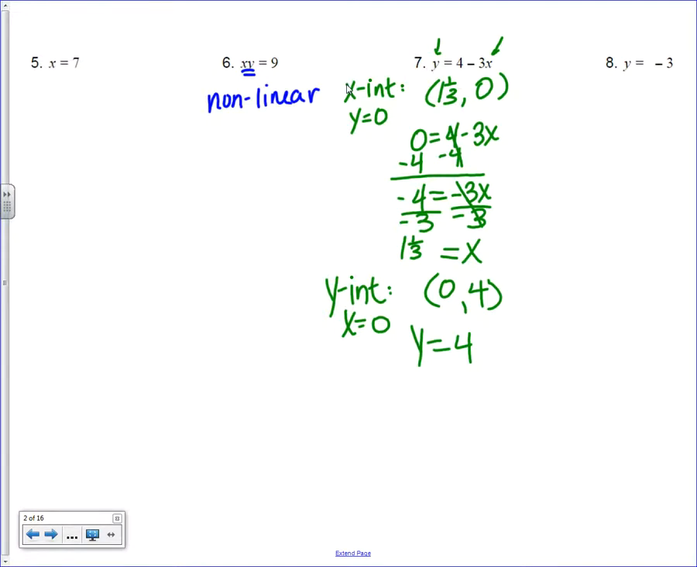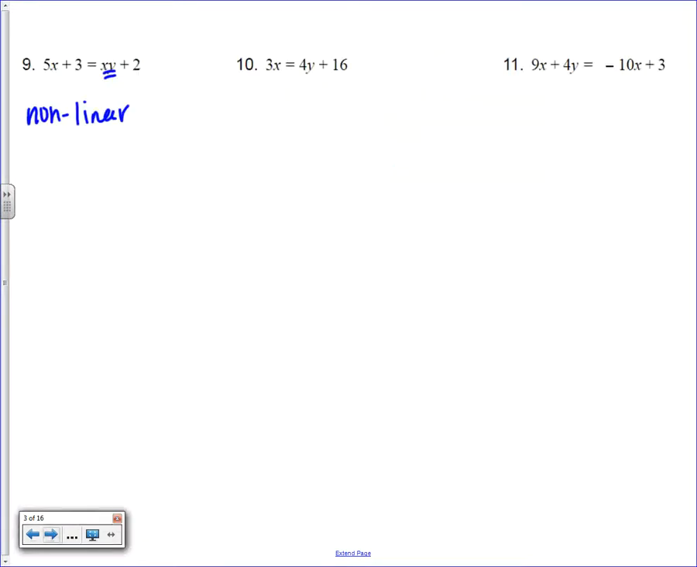Everybody doing all right? Okay. Again, we're going to save 5 and 8. Let's go to number 11, I believe. Oh, excuse me, number 10. Let's go and find the x-intercept.